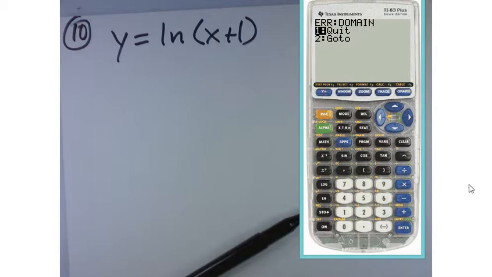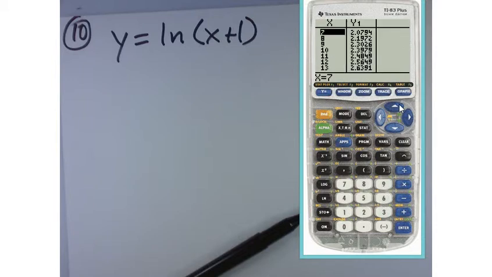Graph it. I'm just going to graph this thing and then look at it and go back and reflect and try to understand why. So if I were to say the natural log of x plus 1, and I'm just going to look at the graph. It looks like it stops here. I could also look at the table of values and see what's going on. Defined, defined, defined, defined, defined. Uh-oh, at negative 1 I have a problem.